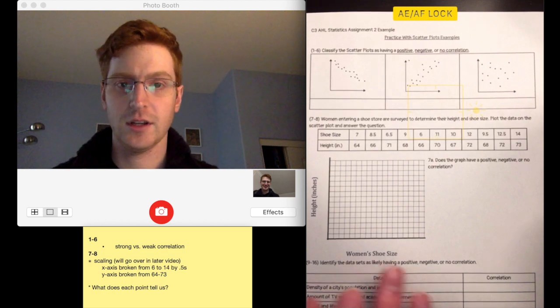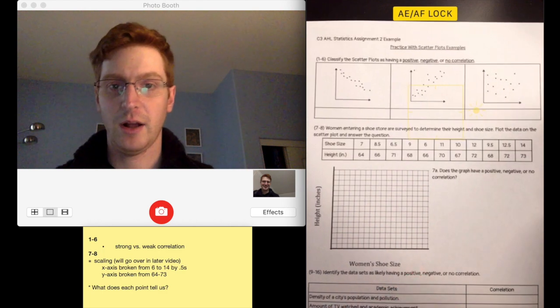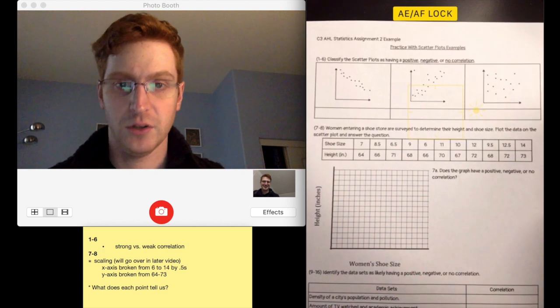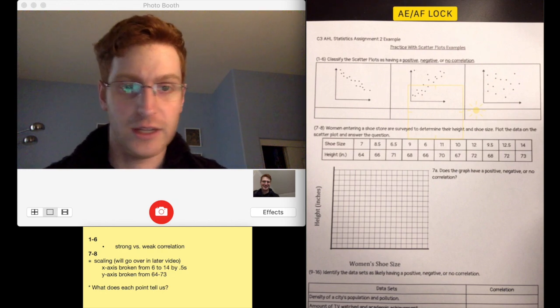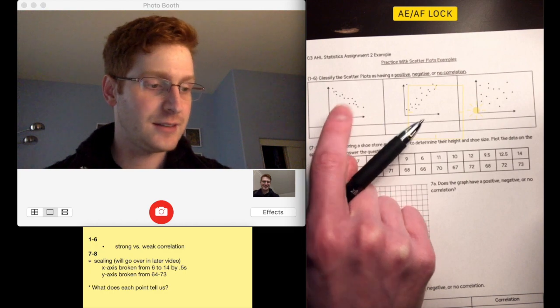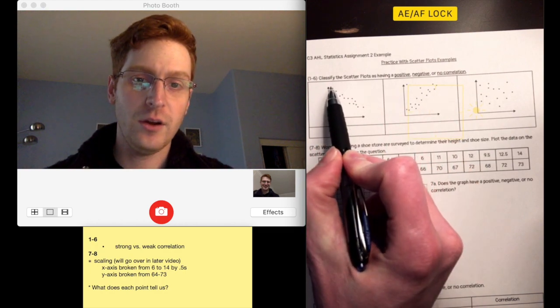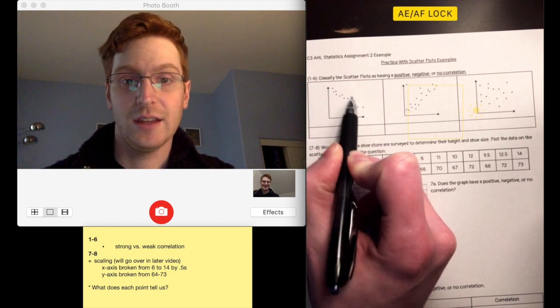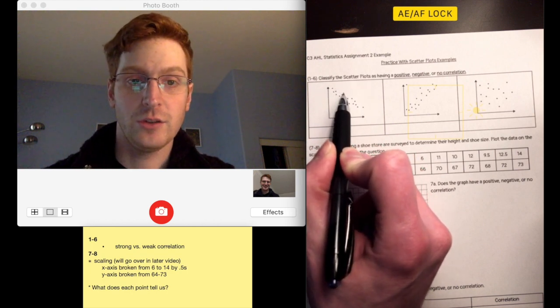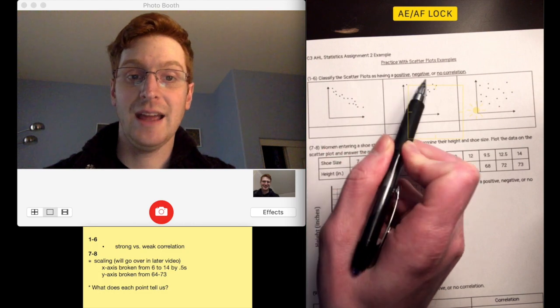So the first problem is going to be like problems 1 through 6 on assignment number 2, where you need to classify the scatter plots as having a positive, negative, or no correlation. So in these cases, like in this graph here, we notice that they are creating some sort of a line. So we'd say that they're generally going down, so therefore it's going to have a negative correlation.